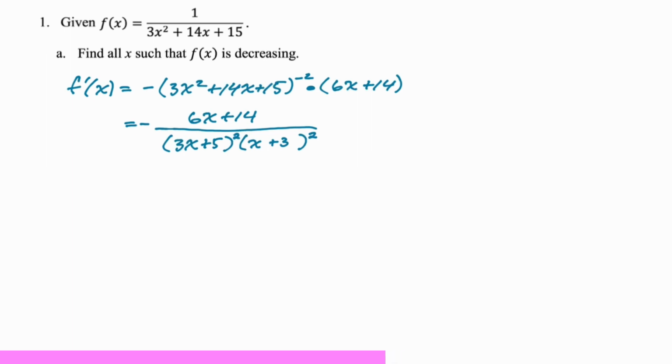What's key about that is that you will not have a sign change at negative 5/3 or negative 3 because they come from factors that have a multiplicity of 2. Any even power that you have there, you won't get a sign change. We got to do a sign chart.